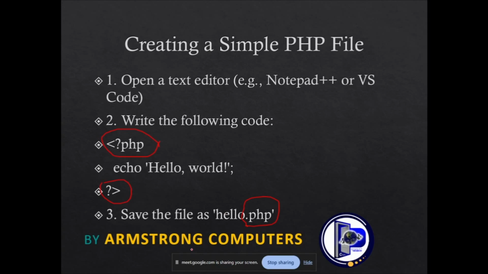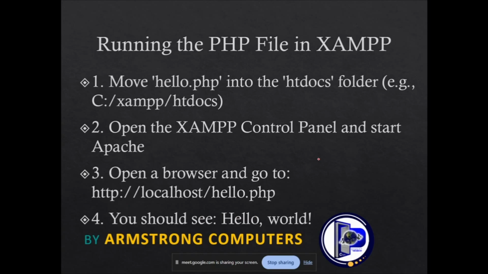Now you've understood this, let's go ahead and look at the next thing. Running the PHP file in XAMPP, as we demonstrated, you have to move the PHP file that you created, as we created it as index.php, into the htdocs folder. Then, after you put that in the htdocs folder, you come back and open your XAMPP control panel, and then you start the Apache.